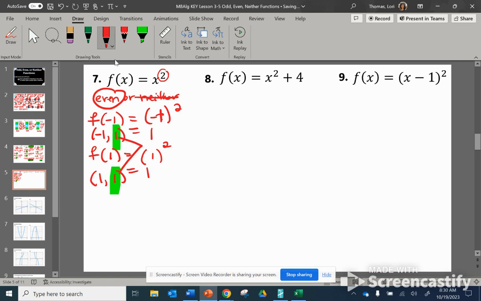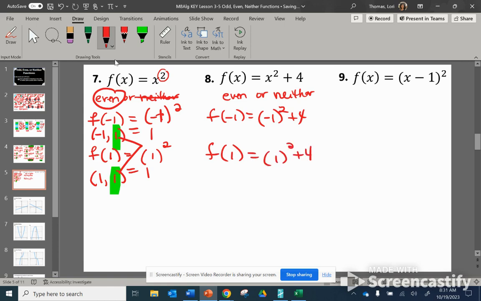Our degree is 2, which is an even number, so our two choices, the function's even or neither. We're going to do our -1 and 1 test using parentheses when plugging in. Okay, so -1 times -1 is 1, and 1 plus 4 is 5. We have -1, 5. And now we're going to plug in +1. 1 times 1 is 1, plus 4 is 5. So that point is 1, 5.